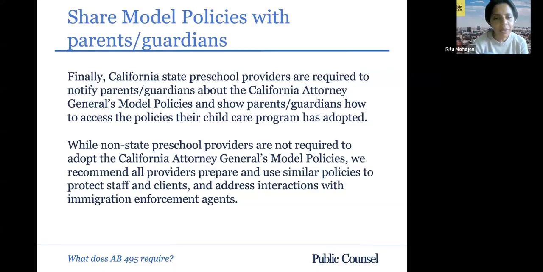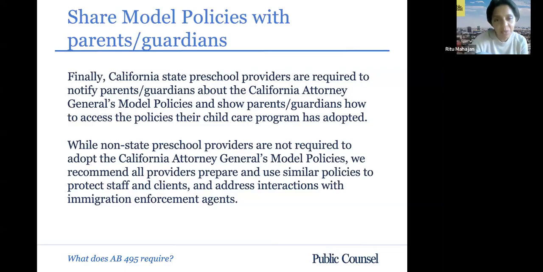The thing about model policies, which I was just researching because it is very confusing. So, what the law requires, and I'm going to say it again to be very clear, is that if you're operating a California state preschool program, whether it's licensed or license exempt, you have to adopt either the model policies that the Attorney General has put out, and we'll put a link to it, or something similar by July 1st. If you are a childcare provider that provides family childcare that's licensed or a childcare center, but you're not doing state preschool, you are not required to adopt the model policies.